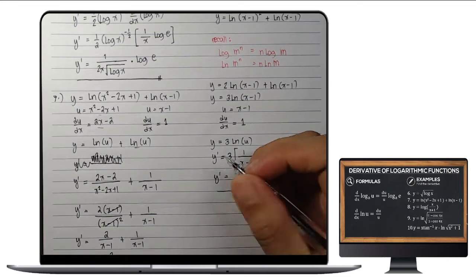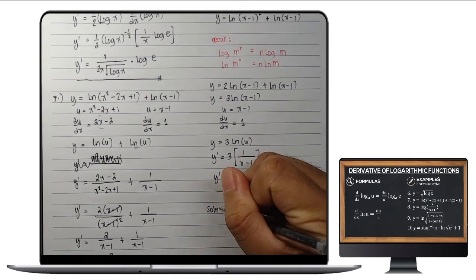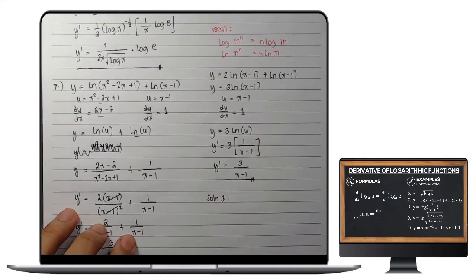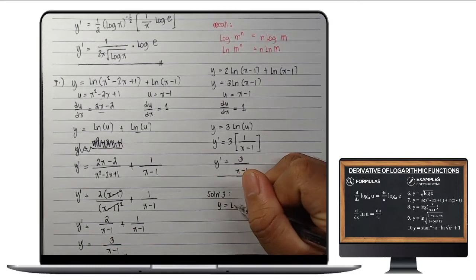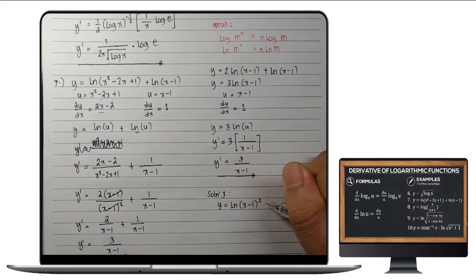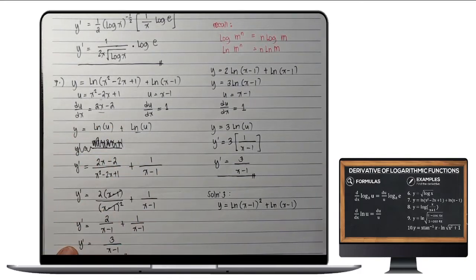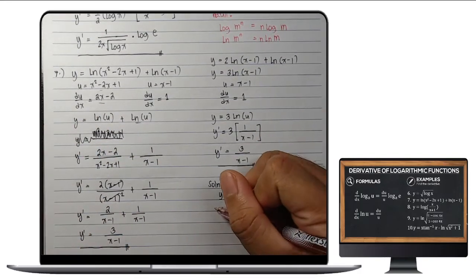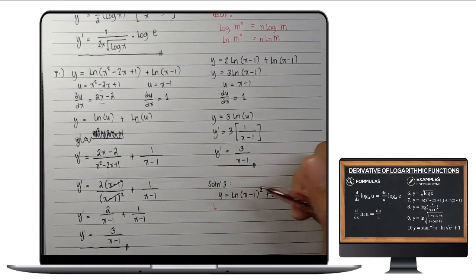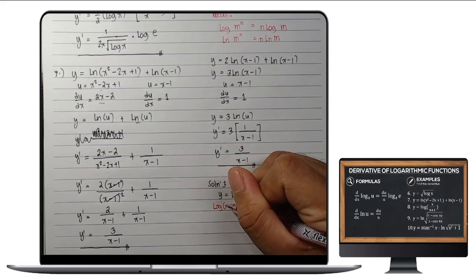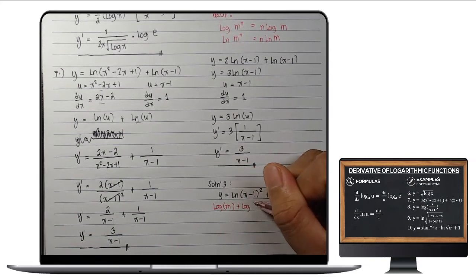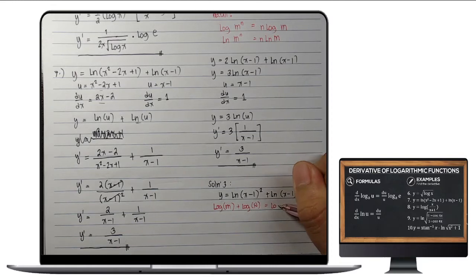Or, another solution, solution 3. So, using the equation y is equal to ln of x minus 1 being squared plus ln of x minus 1. In this case, let's apply another property. Again, that is the same with log and ln. So we have log of m plus log of n is equal to log of m times n, or logarithm of the product.